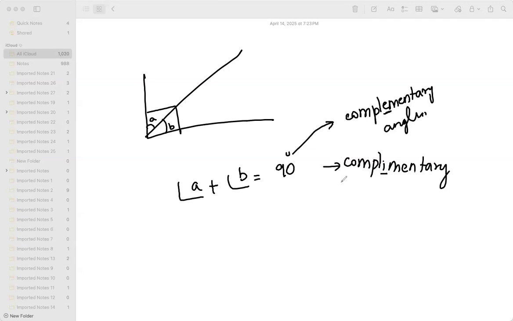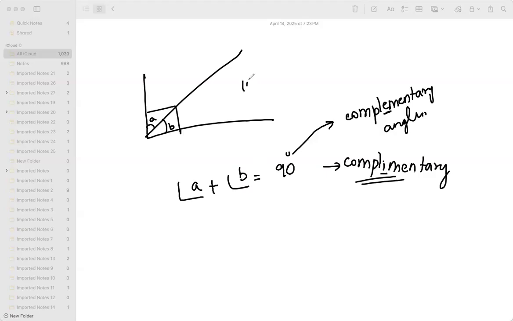This is complementary. What does the other one mean? Complimentary means like saying nice things to someone. Exactly. Complimenting each other means you're saying nice things about somebody. That compliment is different from this. Okay, it's E. Now, complementary angles.